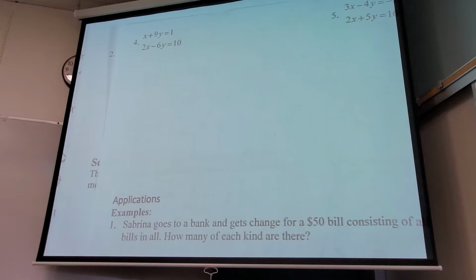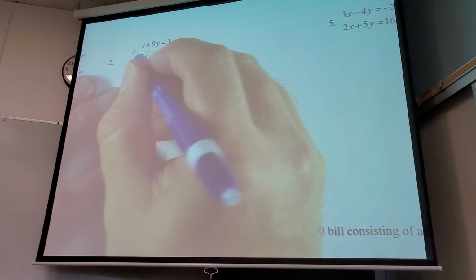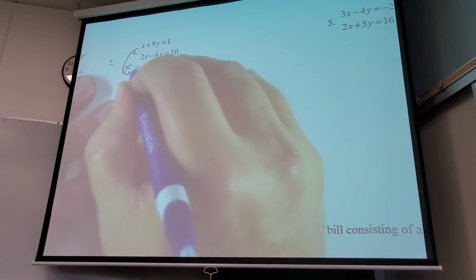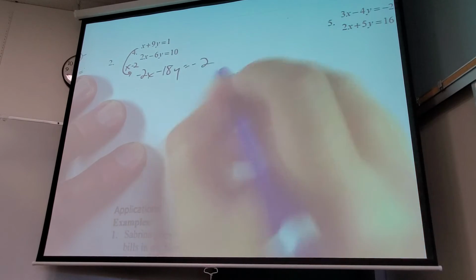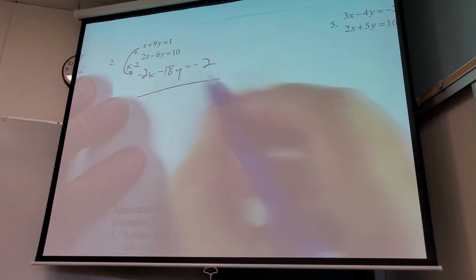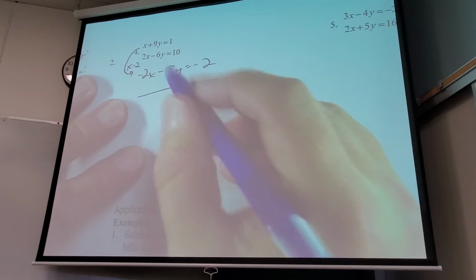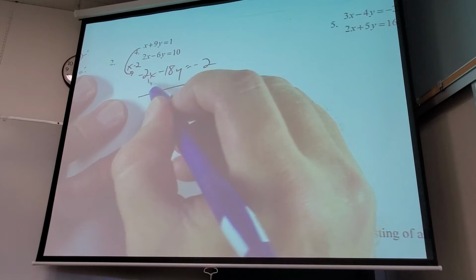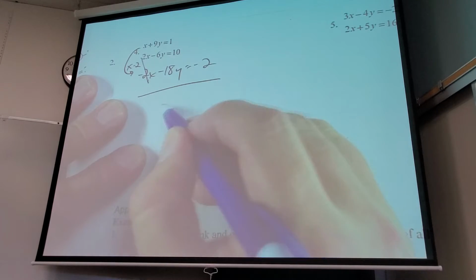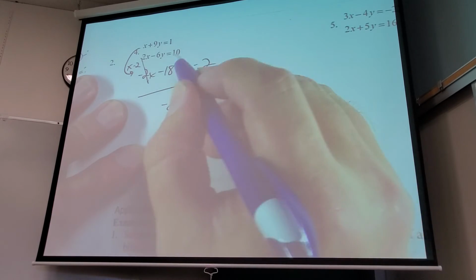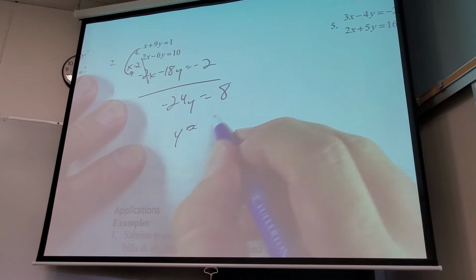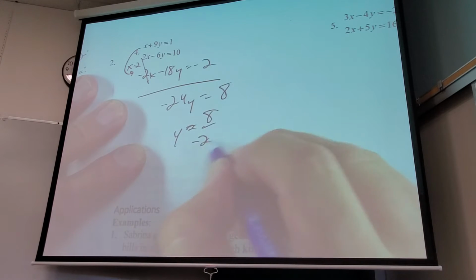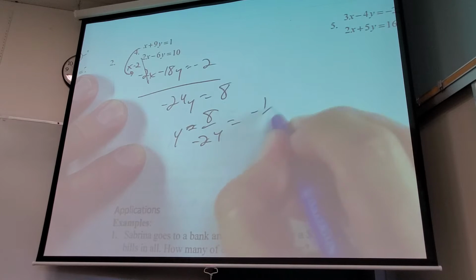Let's find out. So if I do multiply the first one by -2, so I divided this by -4, you get -2x minus 18y equals -2. Let's see what we get. So these die. -24y equals 8. So y equals 8 over -24, right? Which is -1/3.